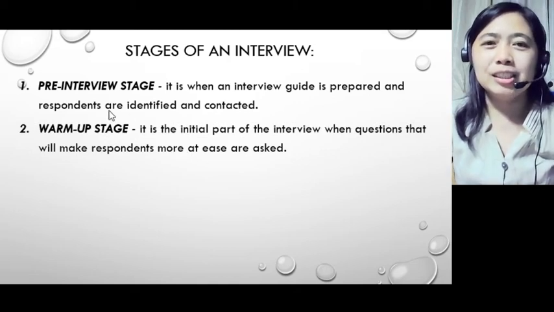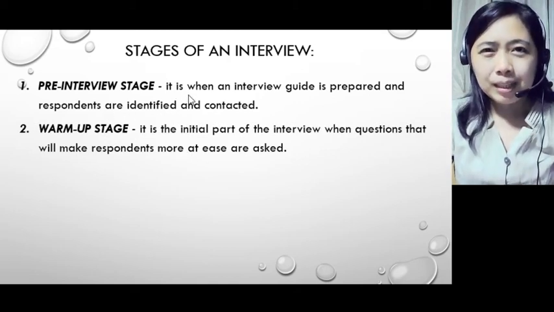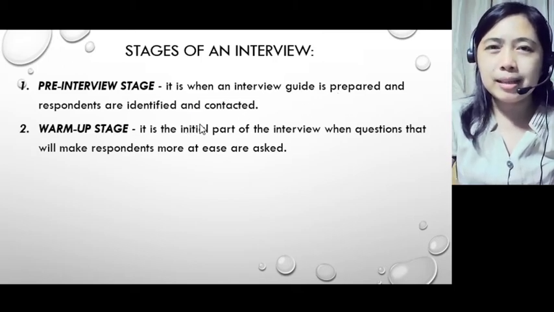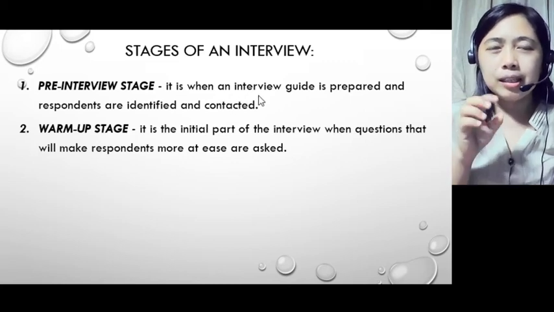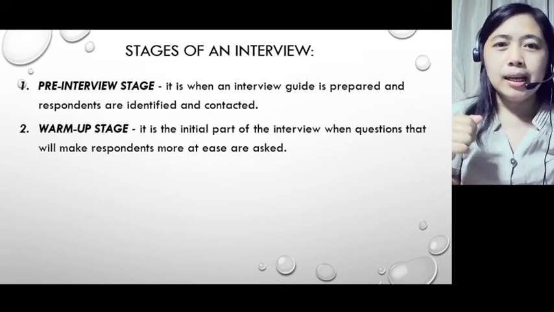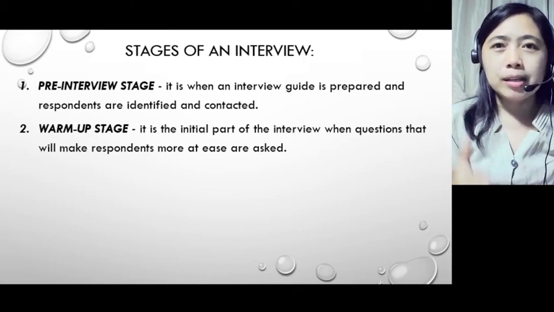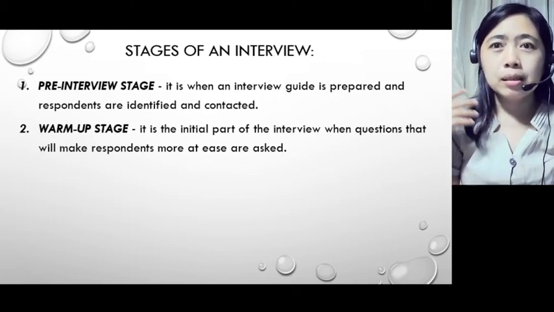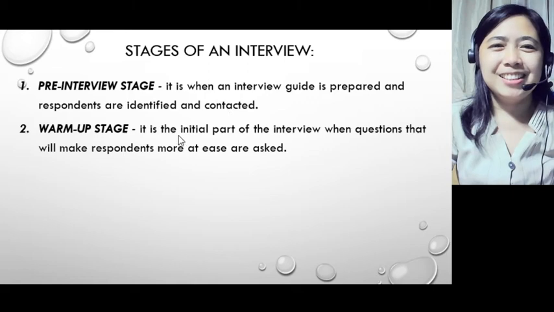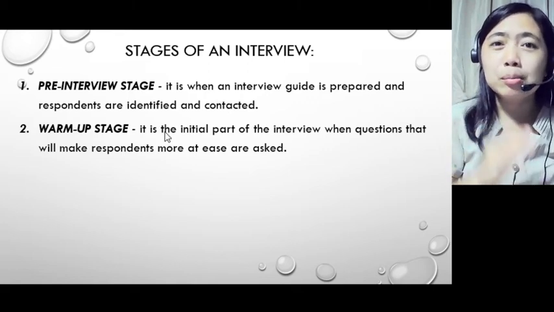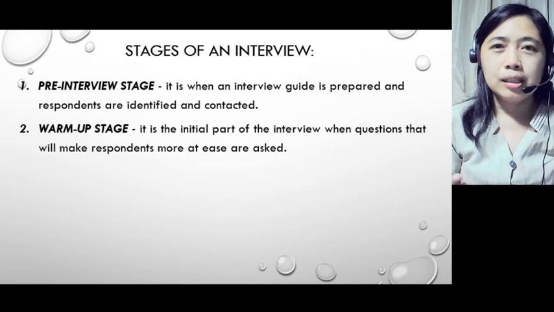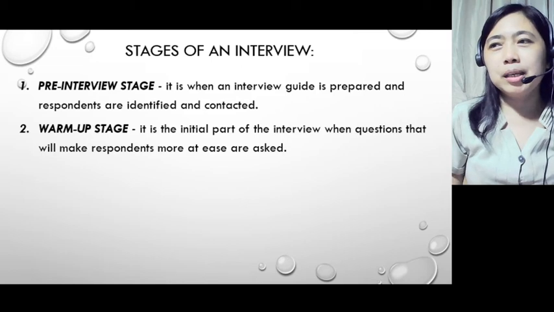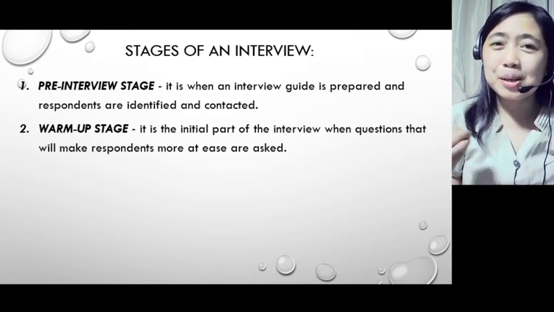The first stage is the pre-interview stage. It is when an interview guide is prepared and respondents are identified and contacted. You have the guide questions, and you also have to make sure your interviewee is ready. Make sure they have been contacted, and make sure you arrive first.